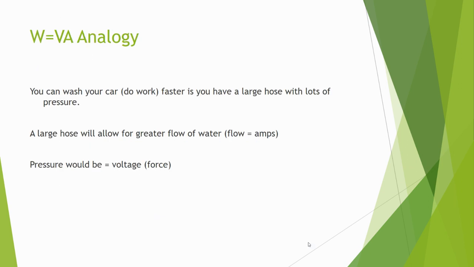Another analogy that oftentimes helps students understand this relationship, or this West Virginia analogy, if you will, is the idea of washing your car. So if you have a large hose and you're going to wash your car, then washing the car would be the work you're doing, or the wattage. You can do it faster if you have a large hose with a lot of pressure. And so if you analyze that hose, the flow of the water through the hose is your amperage, and the pressure behind that water is your voltage. And if you have high pressure and high amperage, you can wash the car very quickly, which would indicate a lot of wattage.